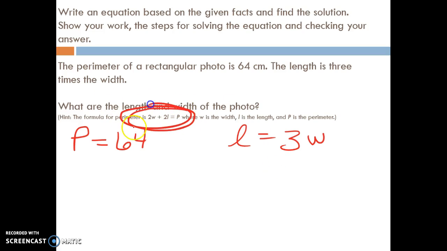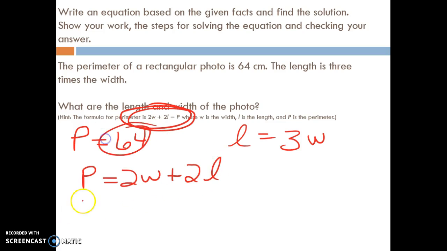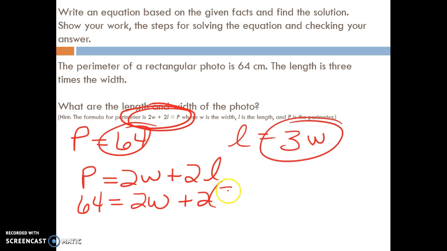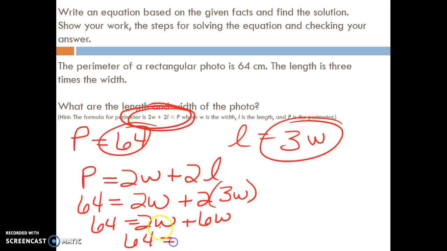They give us a formula to work with. Let's use it, plugging in what we know to solve. We know that P is equal to 64, so I'm going to insert P equals 64 right there. We know that the length is equal to 3W. So instead of writing length right there, I'm going to write 3W. 64 is equal to 2W plus 2 times 3W, which is 6W. 64 is equal to 2W plus 6W, which is 8W. If we divide both sides by 8, we get W is equal to 8.